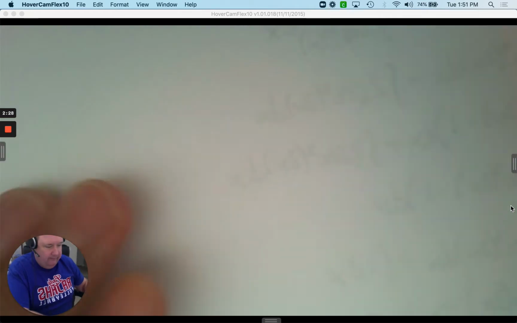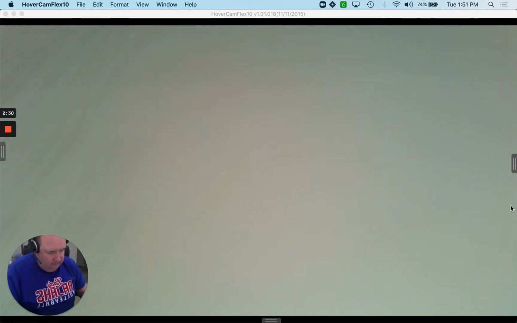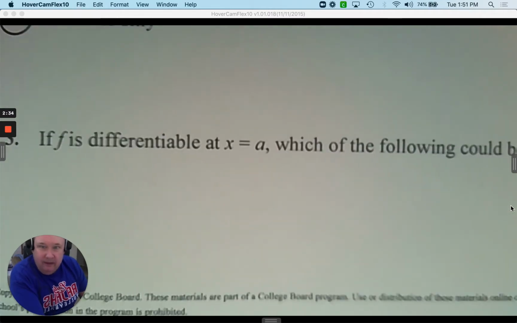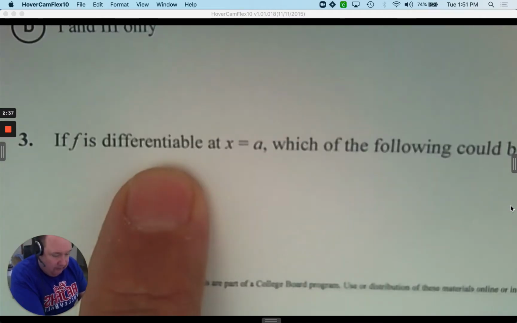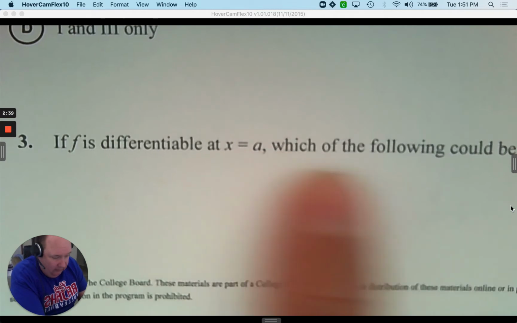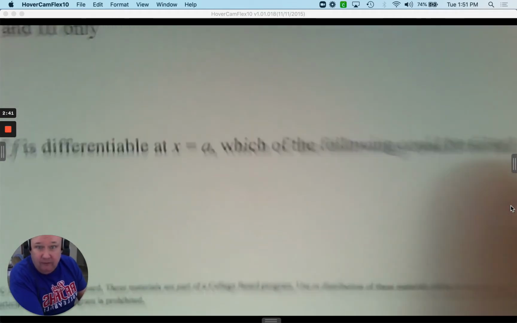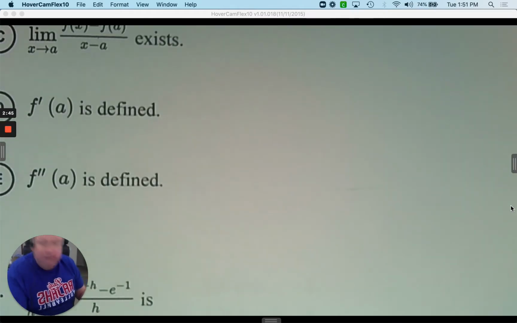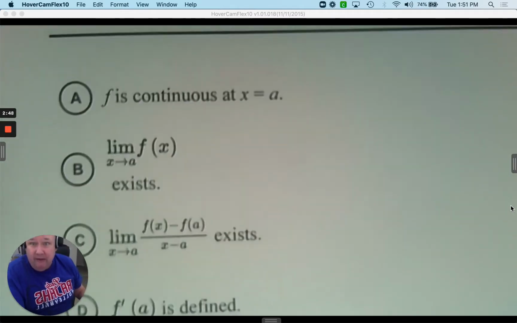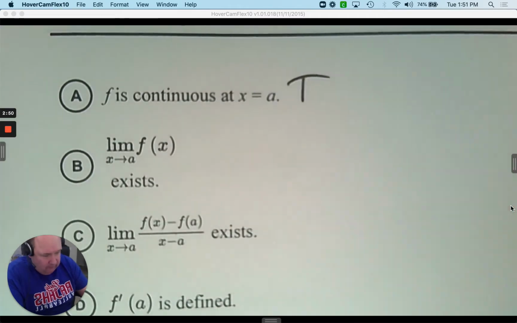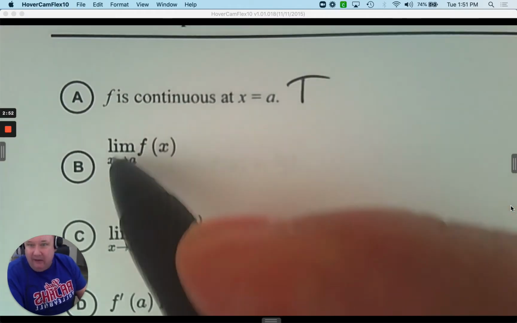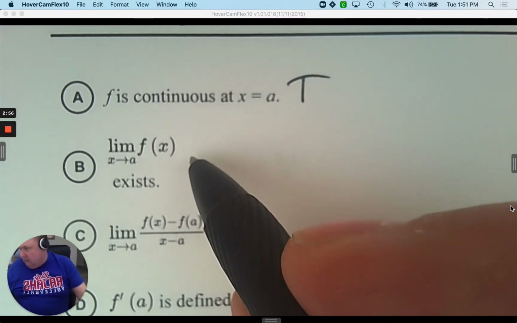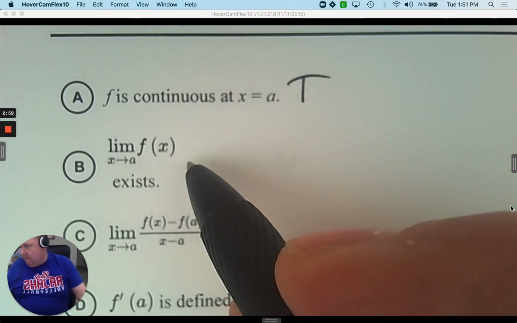Number 3. Oh, the question's at the bottom of the page. In number 3, if the function is differentiable at that value a, which of the following could be false? Which one's not a good statement? So if you can take the derivative at a, false, f is continuous at a? That's true. The limit as x approaches a of f at x exists. That could also be true. The limit could exist. Let me continue here.